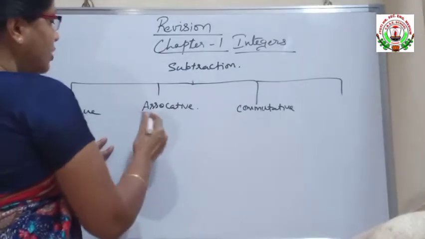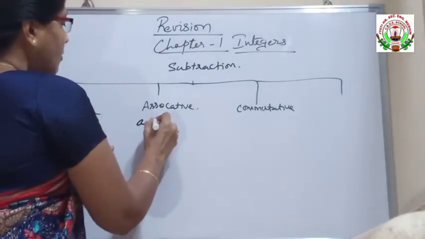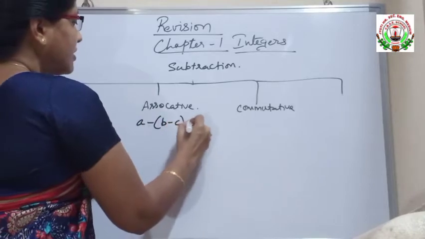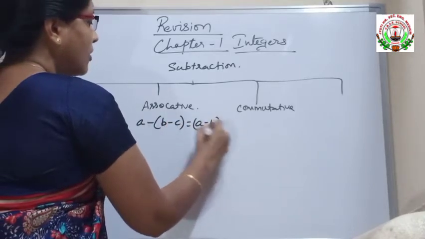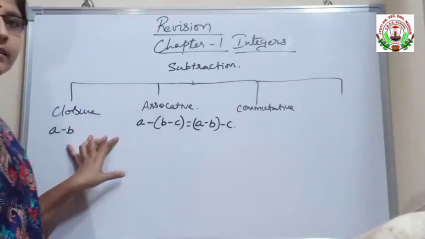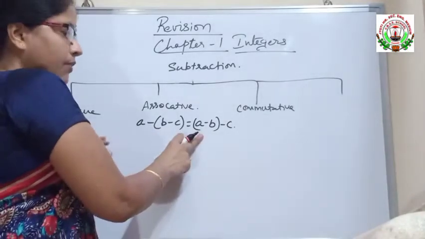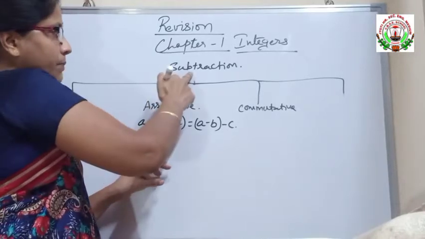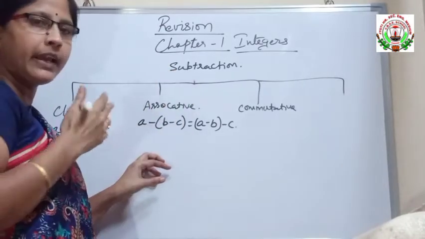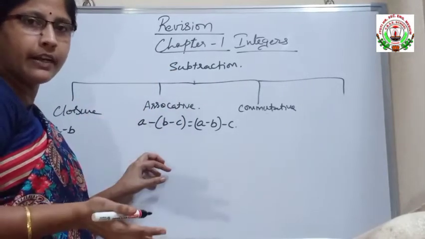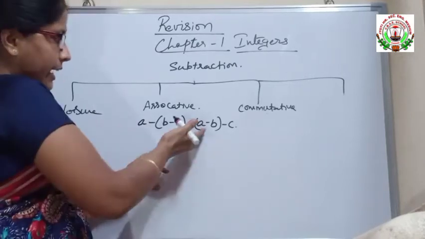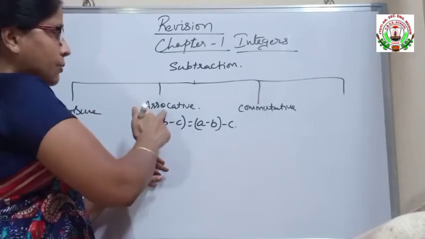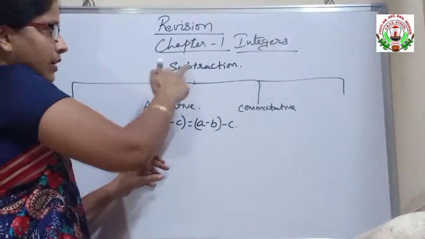Next comes the associative property. When you take any three integers, either positive or negative, we can interchange them and see that the answer will be the same. So associative property is applicable for subtraction.